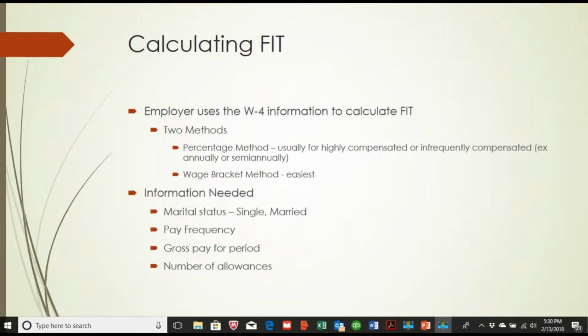Welcome back, and now we're going to look at calculating federal income tax withholding. Once an employer has a W-4, they use the information on it to determine the federal income tax using one of two basic methods. We have the percentage method or the wage bracket method. Both of these methods distinguish between single and married statuses and provide the benefit of allowances that are claimed on the Form W-4.